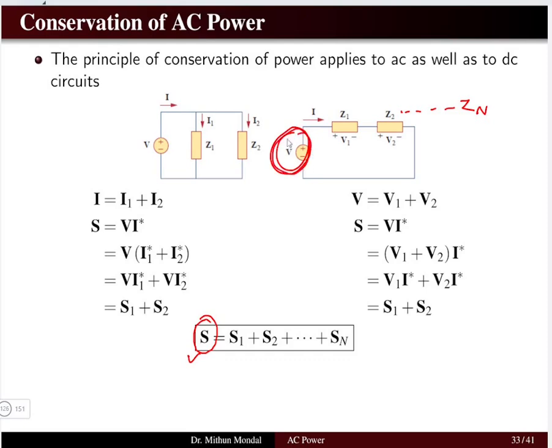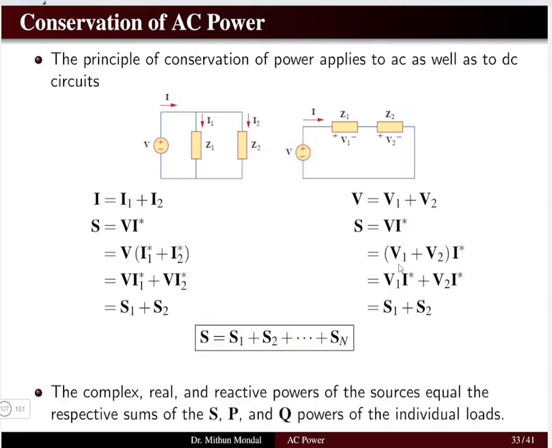So the supply is giving this complex power, and all of these, S1 plus S2 up to Sn, are being consumed by the load. That is the conservation of AC power. When you have many impedances connected either in series or in parallel, the conservation of AC power will hold.